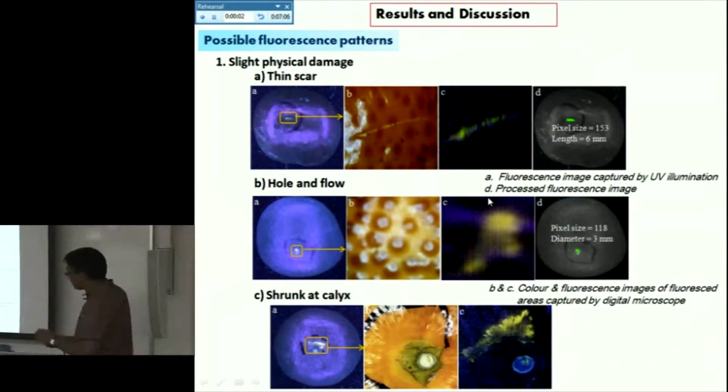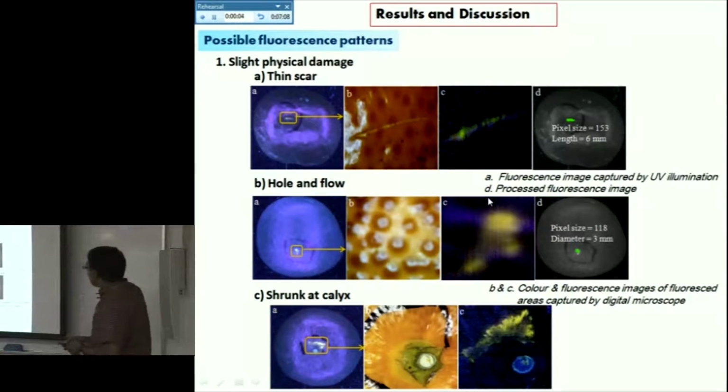And here are some results and discussion. We make categorization. The first categorization is slight physical damage. This type of fluorescence pattern was observed among 1/5 of the samples. And this categorization was further divided into these 3 categories: thin scar, hole and flow, shrunk at calyx.